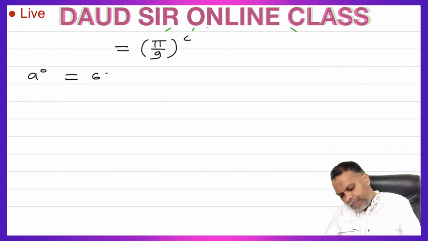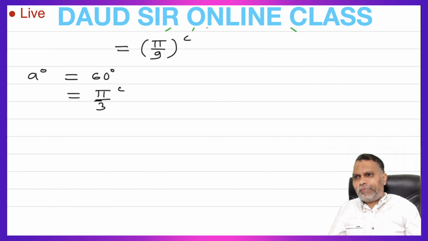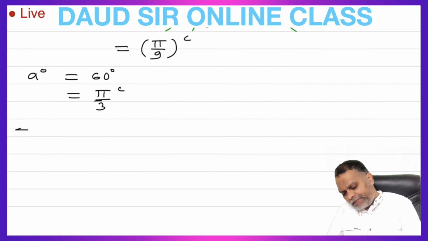Second angle A degree, and A is equal to 60. So 60 degree. Convert this 60 degree into radian. This is a common angle, so we can write pi by 3 radian directly, or you can use this by multiplying by pi by 180.